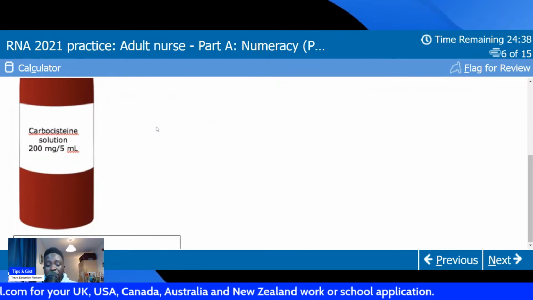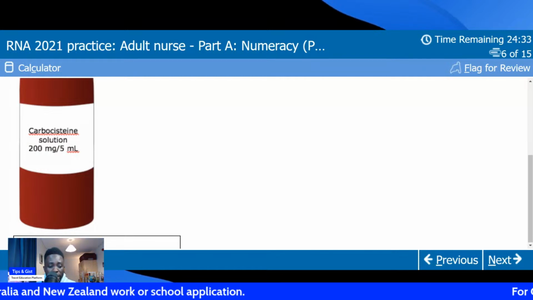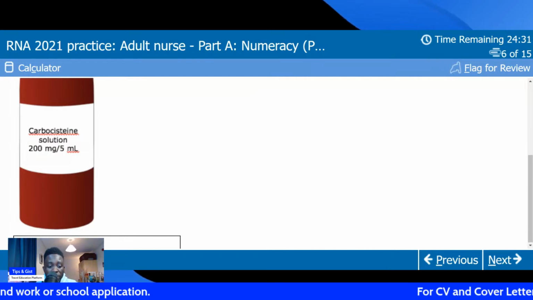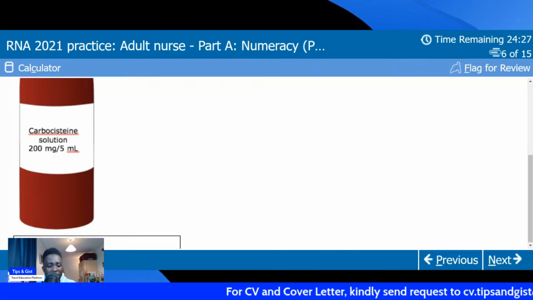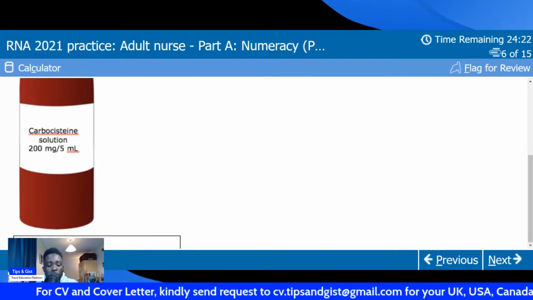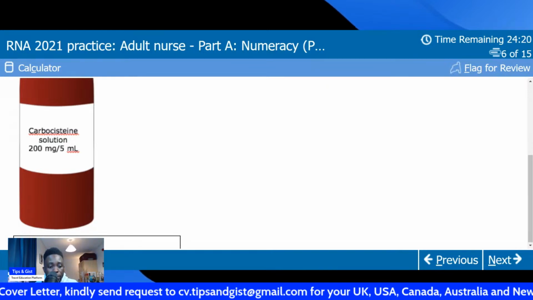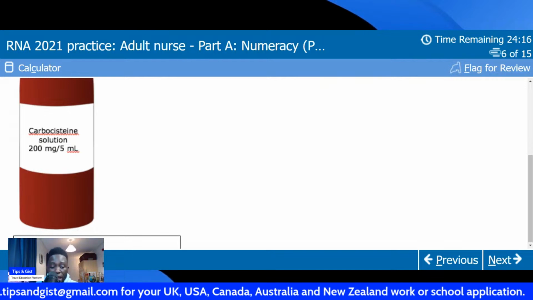And now what is the manufacturer saying? The manufacturer is saying that if you pour 5 ml, it's 200. So in order to give 1,000, first pour 5 ml for the patient to drink, 200. You pour another 5 ml, 400. Another 5 ml, 600. So by the time you pour, you realize that you pour 5 times. And each time you pour 5 ml. So 5 times 5 is 25.